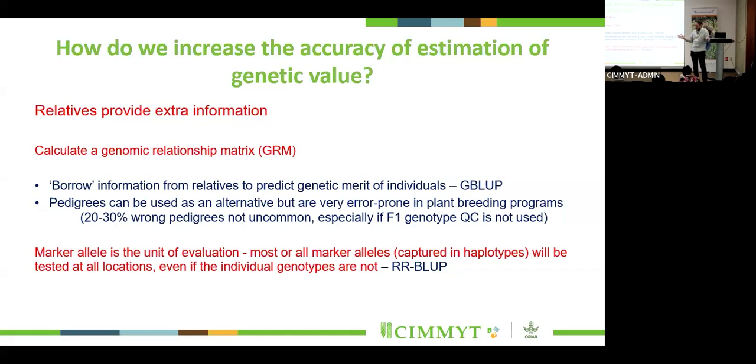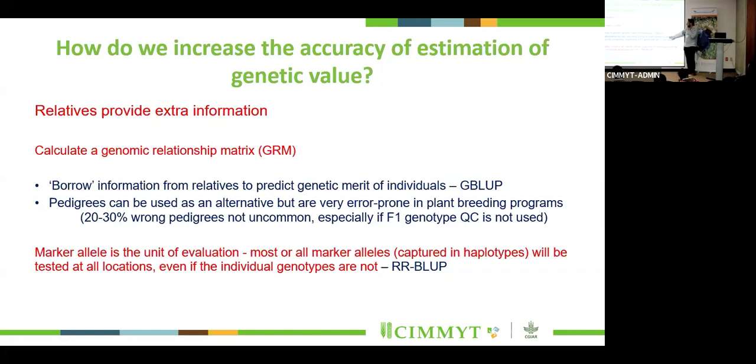And I worked out the average. It's kind of annoying. A friend of mine, a colleague of mine, we both took a data set each. He did it while watching television with his kids and got a lower error rate than me. But there is an error rate that humans make, and put it over like 30 different steps, there will be errors. So to me, 20-30% wrong pedigrees is not uncommon, especially if you don't do F1 genotype QC. You're going to have that kind of error rate in your germplasm.